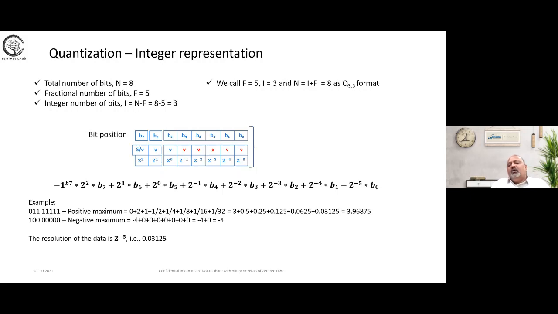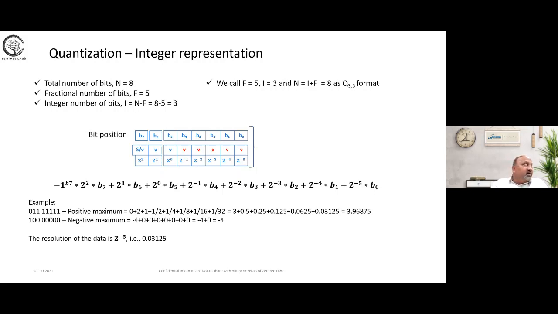Now I have to know how many bits I can use to represent the fractional part of a given real number or a given random variable, and how many bits I can allocate to represent the integer part of a given number. If the fractional number of bits is 5, integer number of bits is 3, and total bits are 8, then it is generally called the Q3.5 format. Three integer bits and 5 fractional bits. Some people write it as 8.5 also.